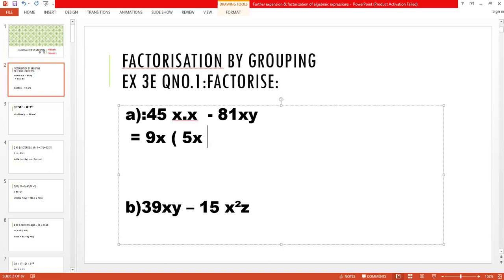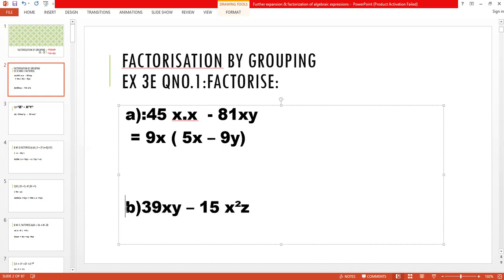Now we come to the next. In the 9 times table, when will 81 come? 9 nines are 81. And this x will go outside, and here we have only this y. So this is the factorization form of these two terms: 9x bracket 5x minus 9y. In this way, we have to factorize.